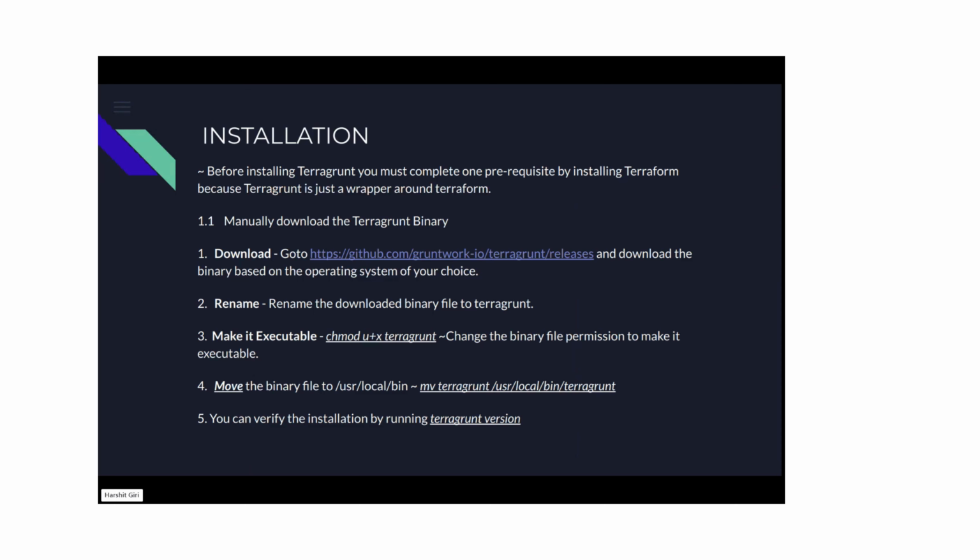Now moving on to the installation of Terragrunt. If you have installed Terraform on your machine, Terragrunt is just an abstraction, so there is no hard and fast rule on how to download it. Just download the binary, rename the binary, make it executable, and move the binary to local bin so that you can run the command from anywhere, and then verify the installation. It's just as simple as that.